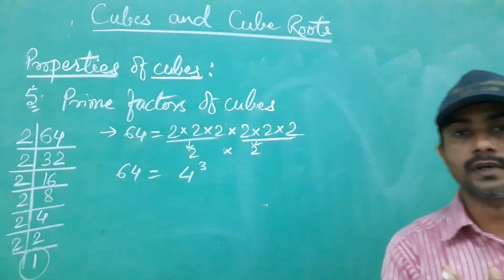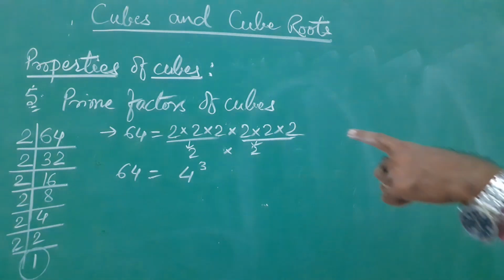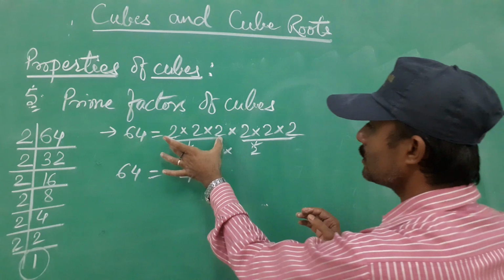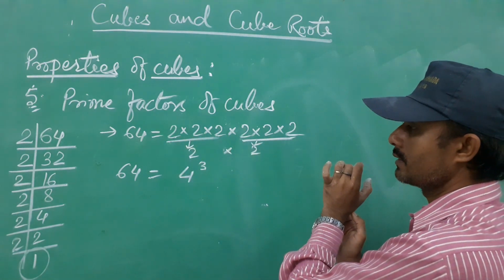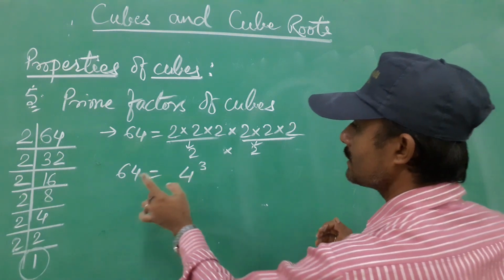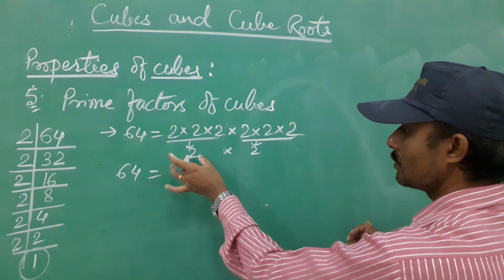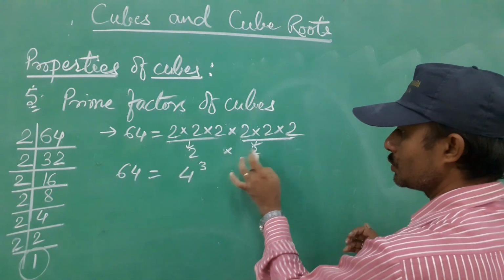This is how we find whether a number is a perfect cube or not. If it is a perfect cube, then we find for which number it is a perfect cube. Like 64 is a perfect cube. Why? Because all the prime numbers are in groups of 3, and 64 is the cube of 2 into 2, which is 4.